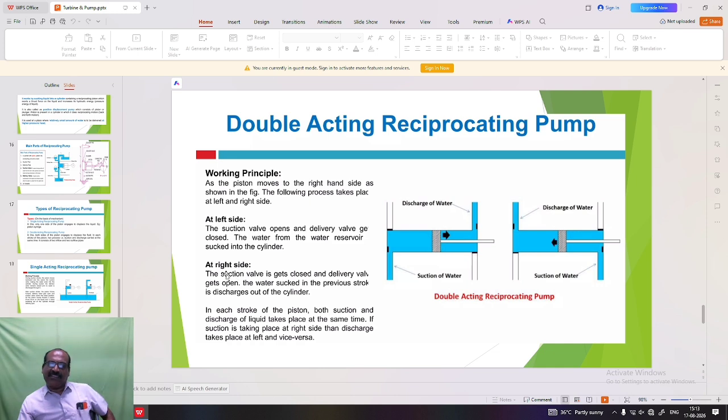At the right side, the suction valve gets closed and the delivery valve gets open. The water sucked in the previous stroke is discharged out of the cylinder. In each stroke of the piston, both suction and discharge of the liquid take place at the same time. If suction is taking place at the right side, discharge takes place at the left side, and vice versa.